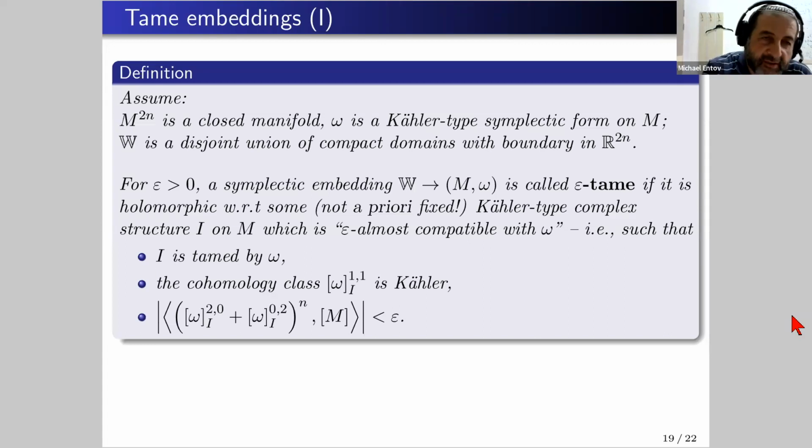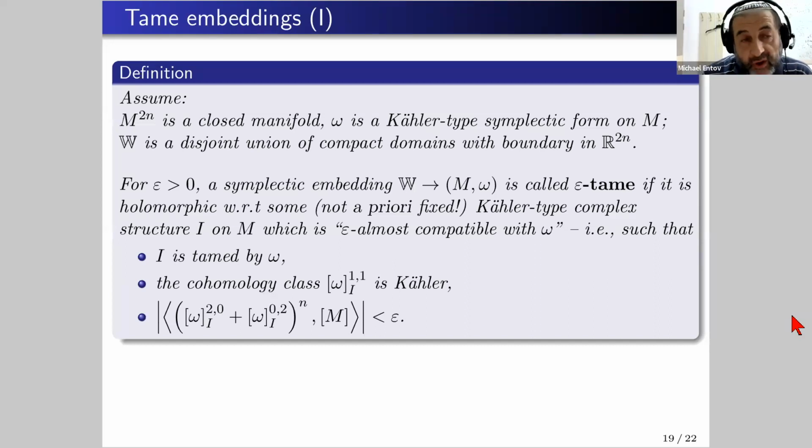Of course, for the last condition, if you started with an I which was compatible with omega, this (2,0) and (0,2) part will be just 0. But if you perturb it a bit, the Hodge decomposition changes continuously, and of course you'll get less than epsilon as long as I is close enough to an integrable complex structure.